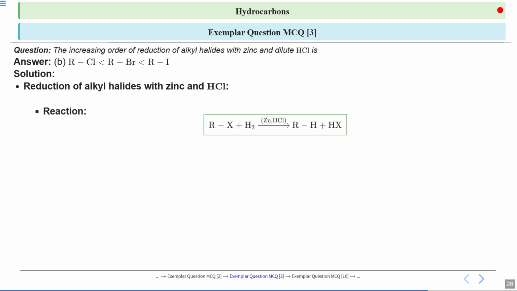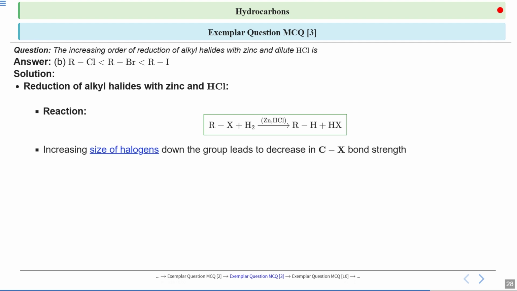Here it is shown by the general reaction, when an alkyl halide, represented as RX, reacts with hydrogen in the presence of zinc and HCl, forming an alkane. So let us discuss the size of the halogens. As we move down the group in the periodic table, the size of the halogens increases. This increase in size leads to a decrease in the strength of the carbon-halogen bond, making it easier to break.